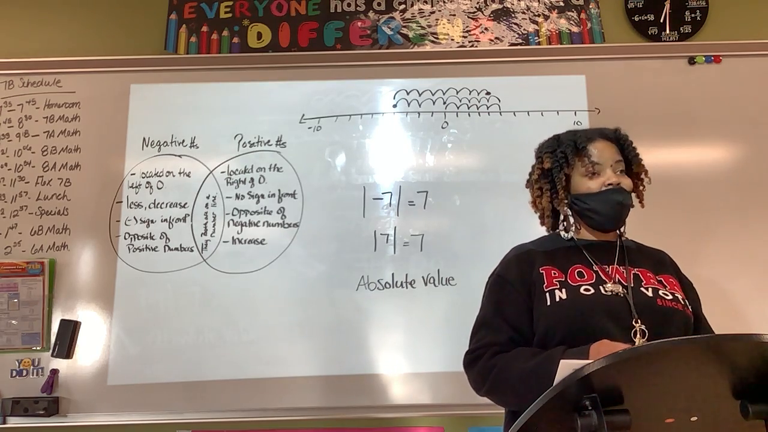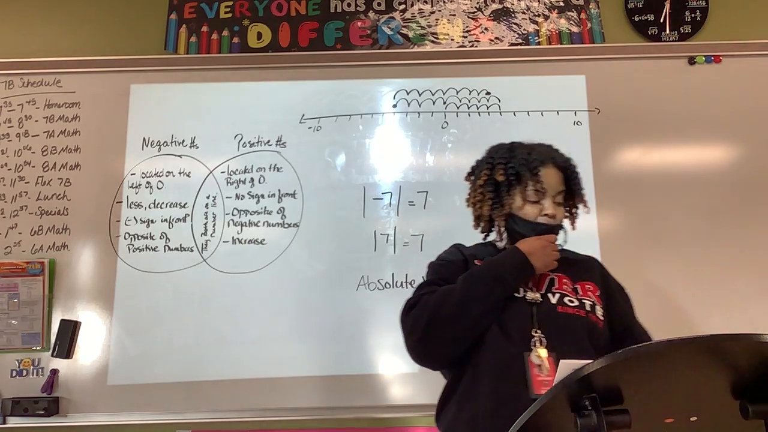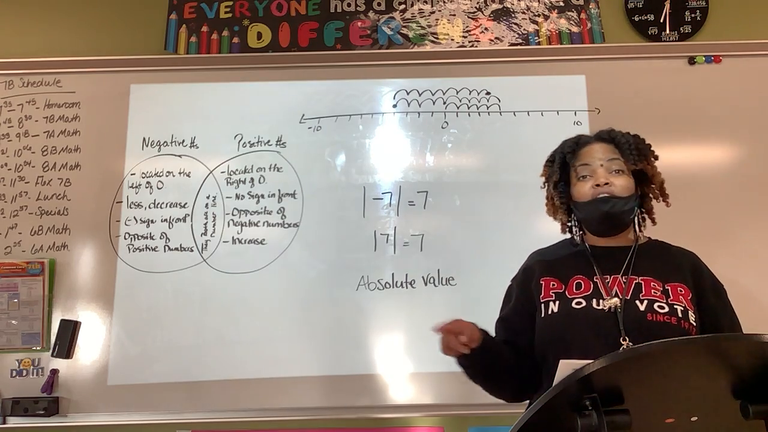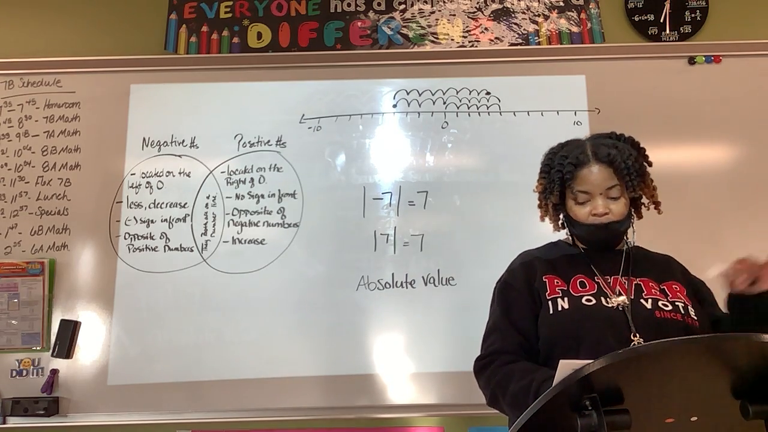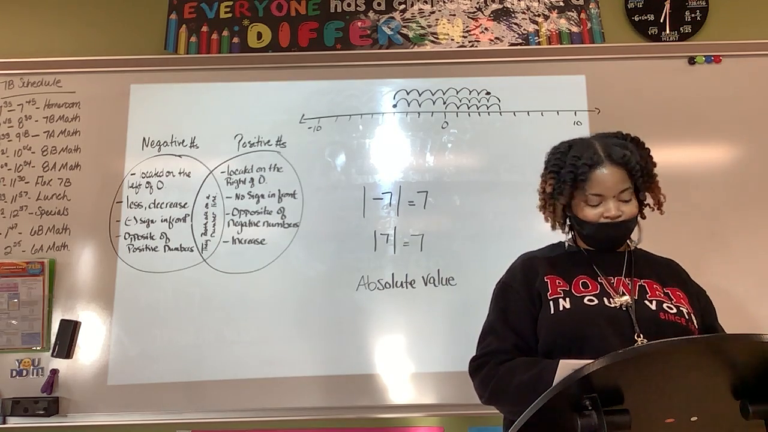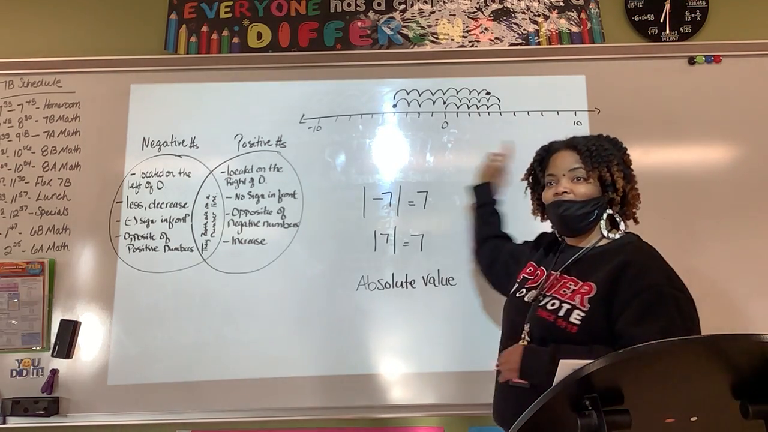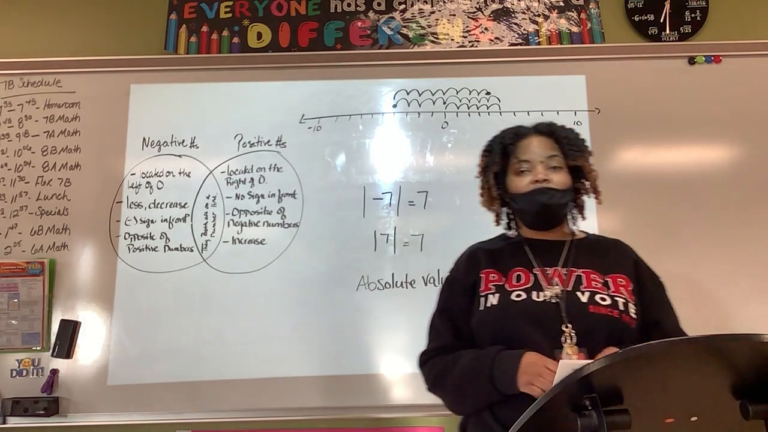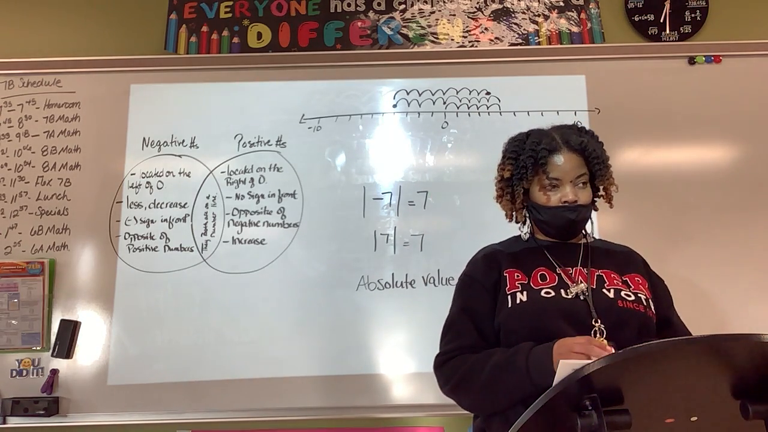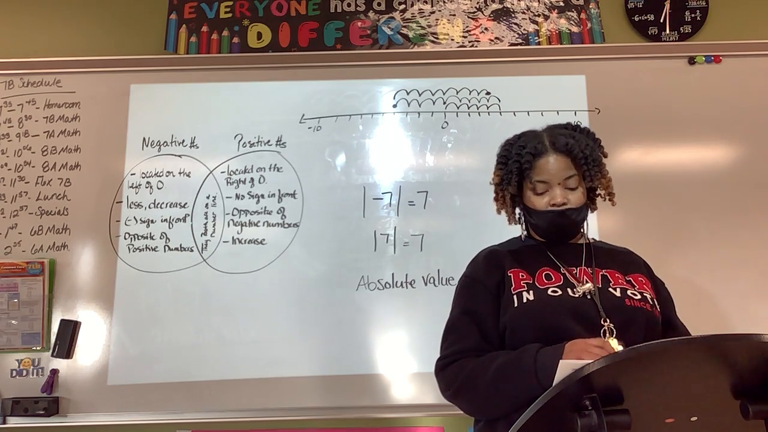All right, the next question says, use the number line to answer each of the following questions. A, how far is 7 from 0 and in which direction? 7 units to the right. This is right, this is left. Write it. 7 units to the right.